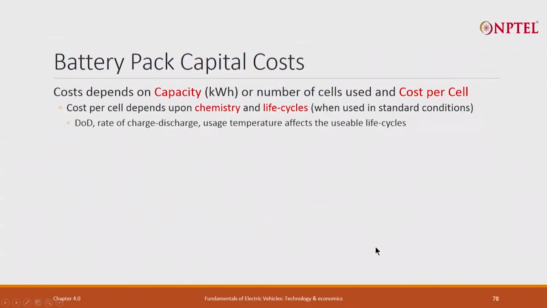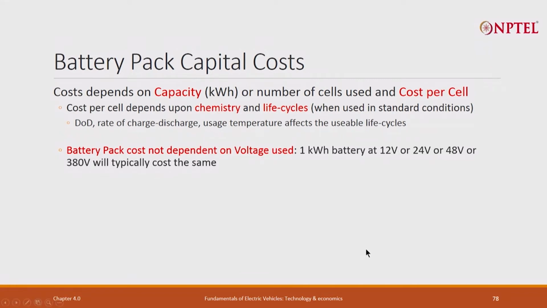How do you do this computation? So cost depends, of course, capital cost depends on capacity, on number of cells used and cost per cells, as well as all the mechanical, electrical, thermal design, pack design. And as I told you, cost of cells depend on the chemistry, and the chemistry in turn will give you a certain life cycles when used in standard condition. And of course, we have also discussed enough that we need to take into account the depth of discharge, rate of charge discharge, usage temperature and usageable life cycles.